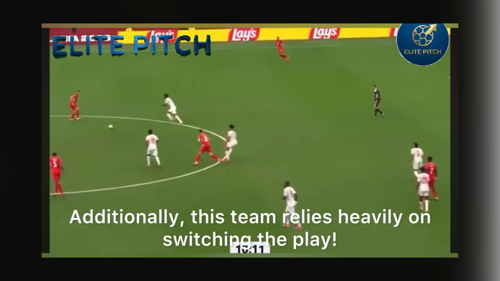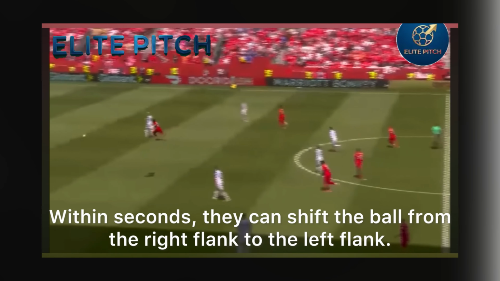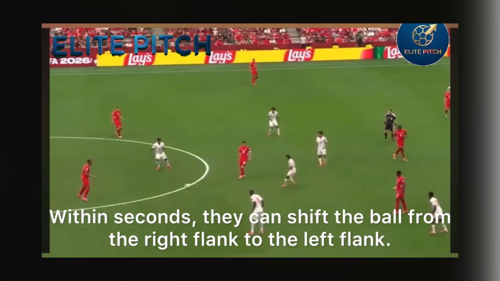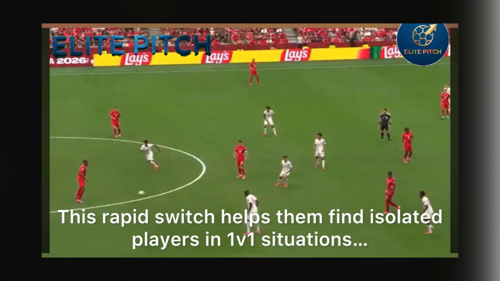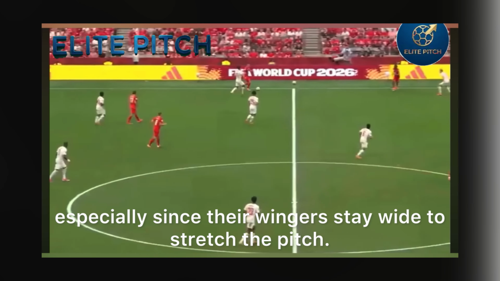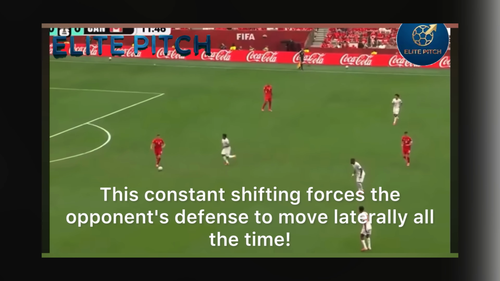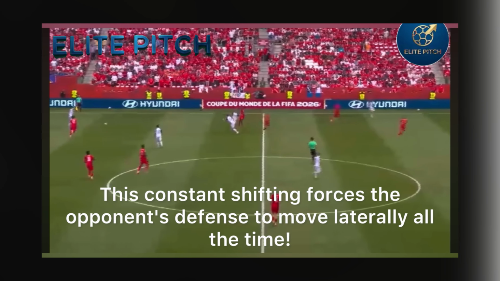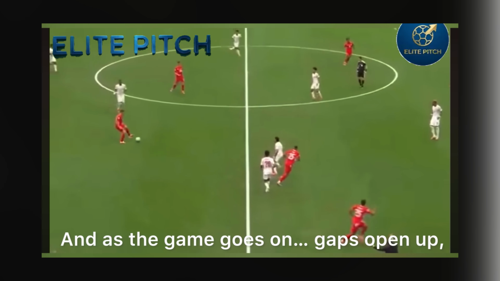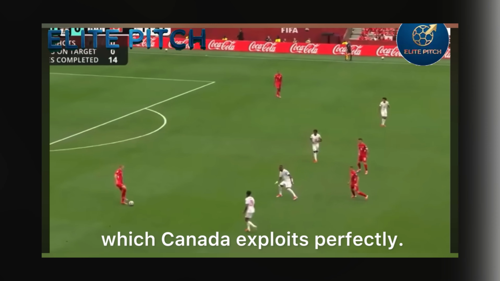Additionally, this team relies heavily on switching the play. Within seconds, they can shift the ball from the right flank to the left flank. This rapid switch helps them find isolated players in 1v1 situations, especially since their wingers stay wide to stretch the pitch. This constant shifting forces the opponent's defense to move laterally all the time. And as the game goes on, gaps open up, which Canada exploits perfectly.